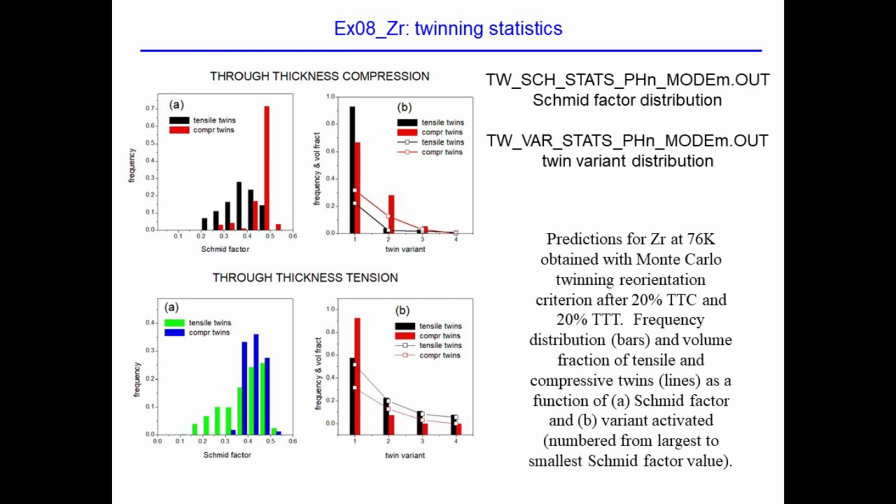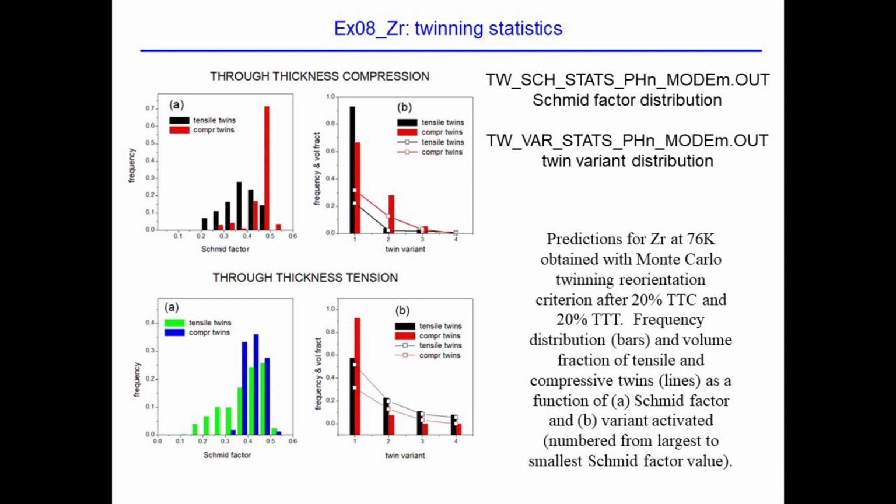The other interesting piece of information is: what are the twin variants that correspond to these grains? Because this is not telling us variants, this is telling us Schmidt factors. But if you look at the variants, in the case of tensile twinning, most of the twins, nearly 90-some%, are from variant 1. You activated mostly twins from variant 1, and very little from variant 2 and very little from variant 3. By the way, the lines here, these square symbols, correspond to experimental data.